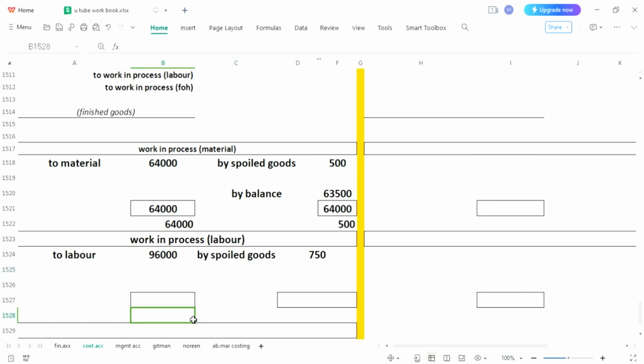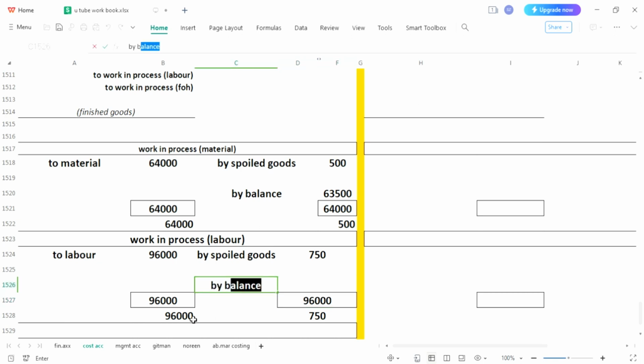Now it's time to take the balance. 96,000 is the total of debit side. 750 is the total of credit side. Larger sum was 96,000. So you are putting 96,000 on both sides. Total of both sides 96,000. Now it's time to calculate the balance. How would you calculate balance? By subtracting the smaller sum from the larger sum. Larger total 96,000. You need to subtract the smaller sum, which is 750. In this way, balance has been calculated.